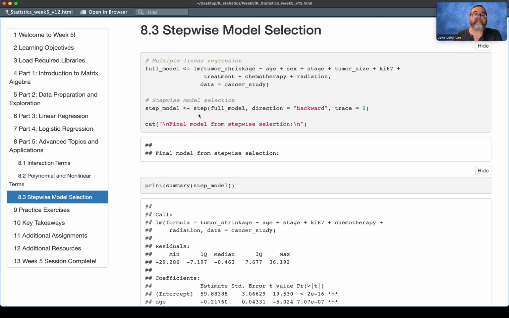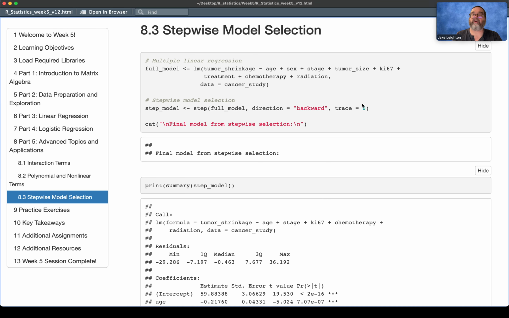What's cool about this step function is if you have a model, you can do direction forward or backwards. If you do the full model and say direction equals backwards, it basically uses the entire model and calculates everything for it. Then it takes away one of the predictors and recalculates everything. It does that for each of the predictors respectively. And if the model gets better with the predictor out, it takes it out. It just keeps going down until you have one left, and then it gives you the best model based on that.